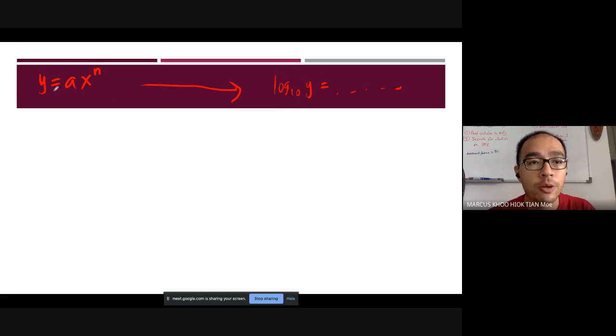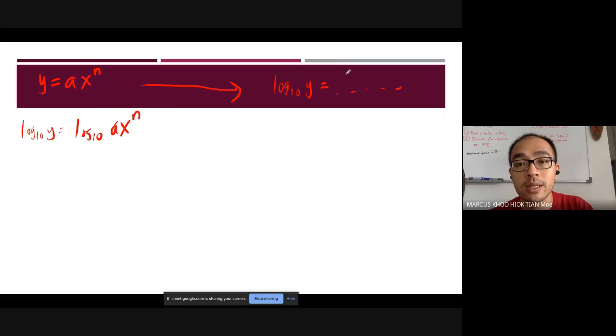And it's a very simple process. You just log both sides. So log 10y equals log 10 ax to the power of n. You log both sides. Okay, now this side is settled already. This is a big problem now because I cannot see from here what is my m.